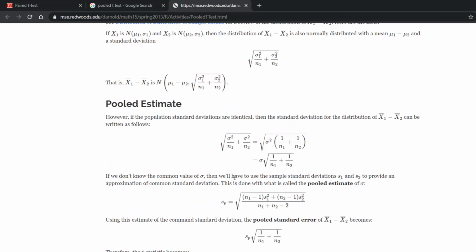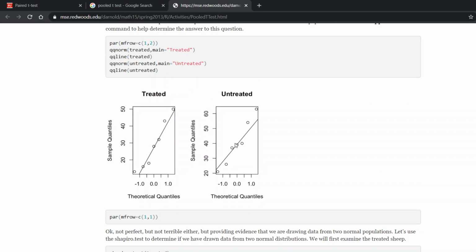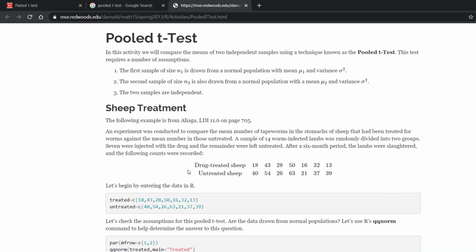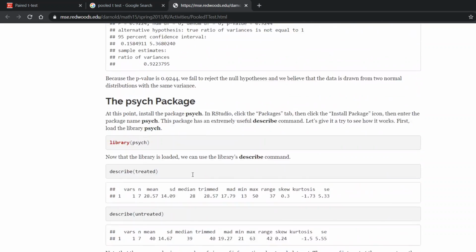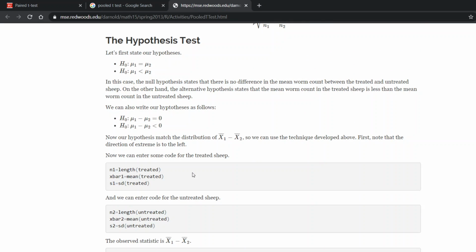What's important here is also just to state that the population standard deviations are identical. This is another main assumption. It was not at the top of the link, and it is very hard to find in a lot of resources because many people aren't sure. There's a lot of different t-test statistics.